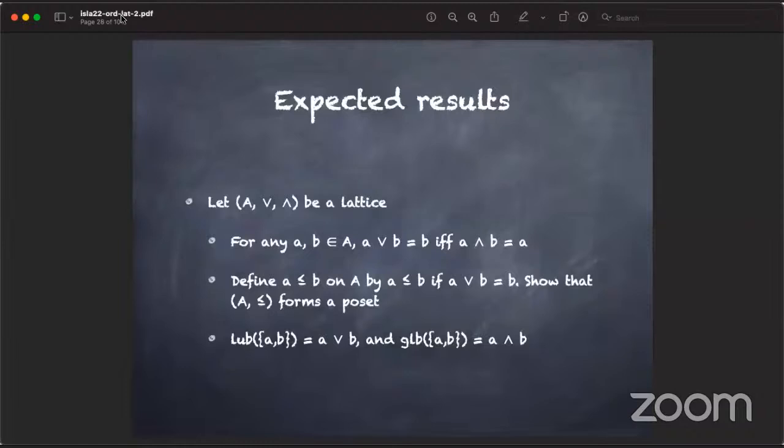Are they at least one or two? Are they doable immediately? Yes, ma'am. Ma'am, just a doubt. So here a join meet is a lattice, defined as the algebraic structure with the following properties, right? Yes, exactly.